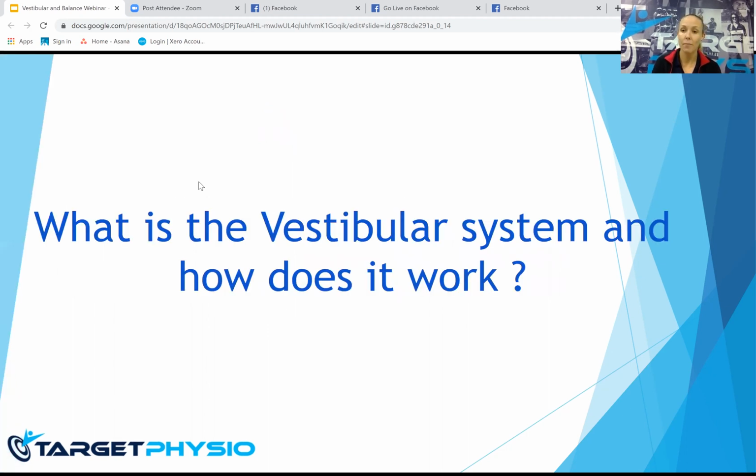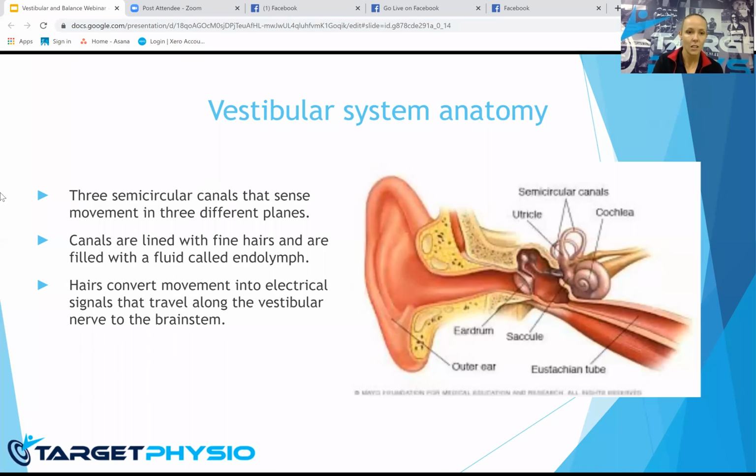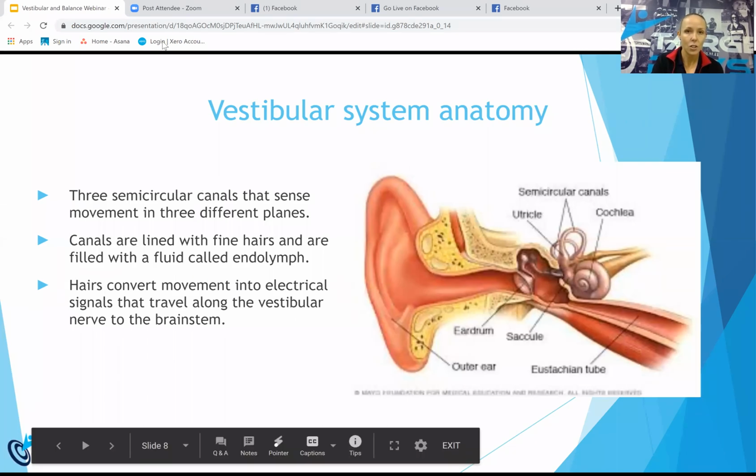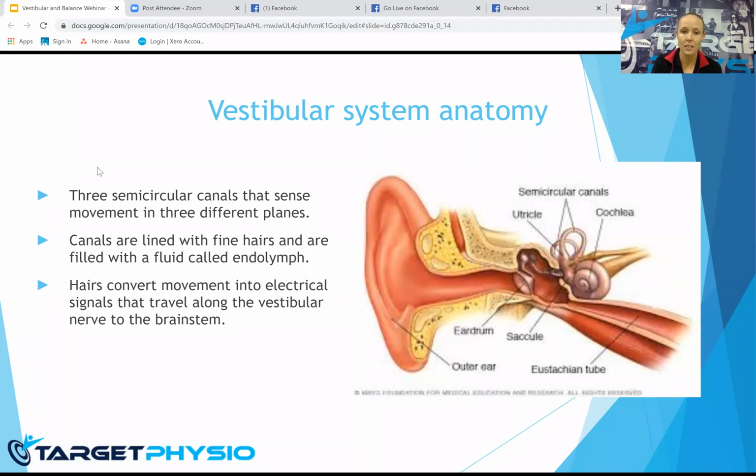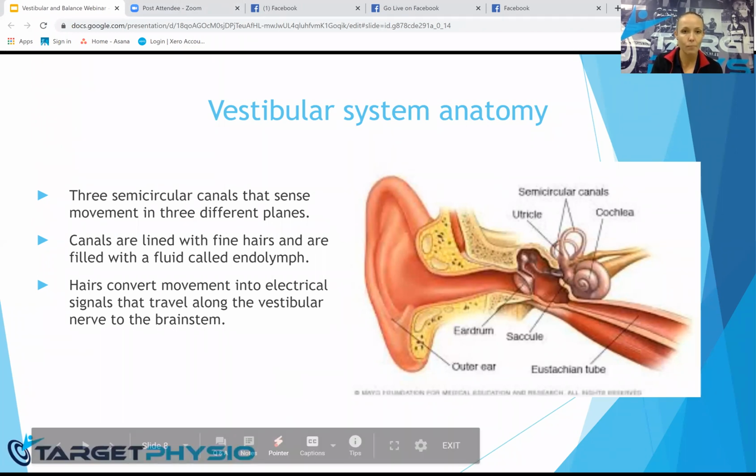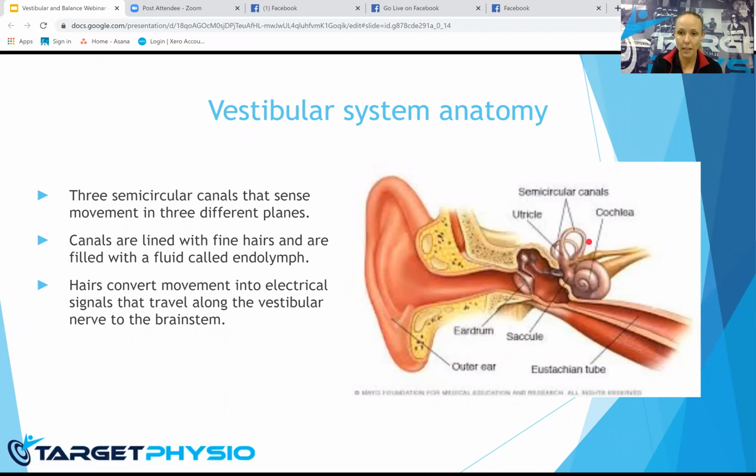So the first bit I'm going to go through is what is the vestibular system and how does it work? Okay, so we've got the beginning of the anatomy of the vestibular system in this picture, and we've got 3 semicircular canals that sense movement in 3 different planes. I've got my little pointer on them here. We've got our inner ear, our eardrum, and then in from there is the vestibular system.